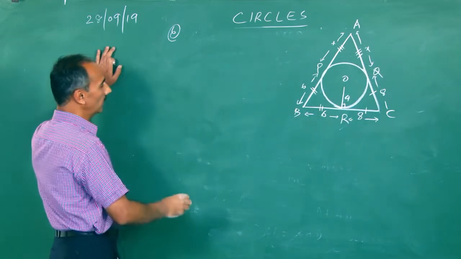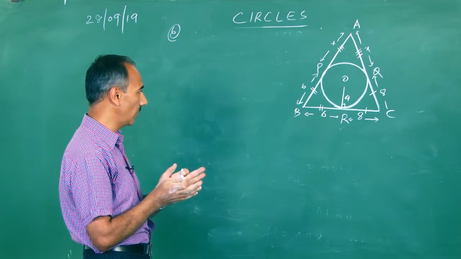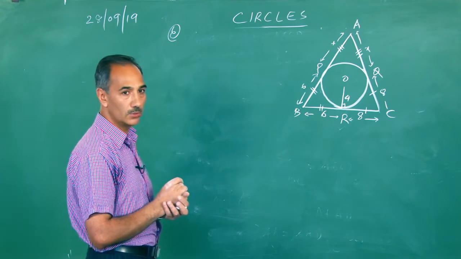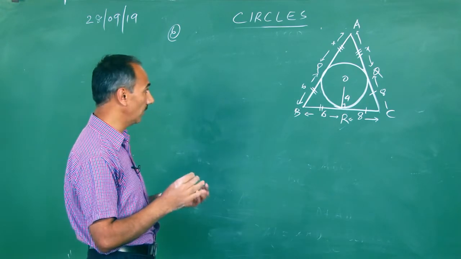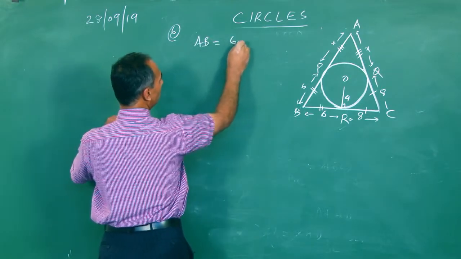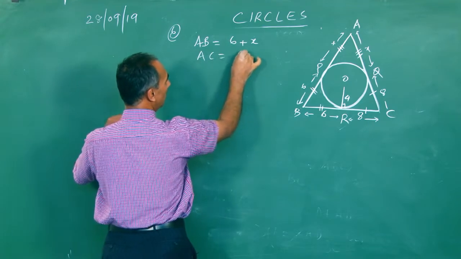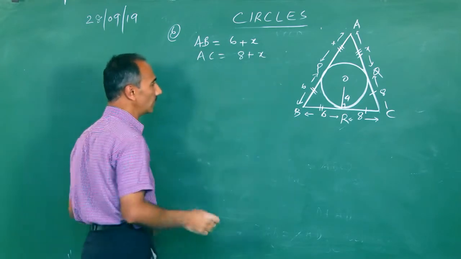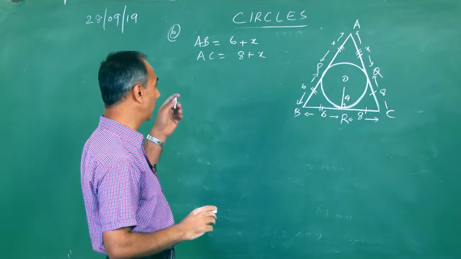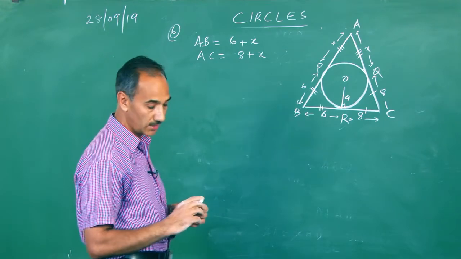So in figure you have BR and BP equal to 6 units because they are tangents from external point. CR and CQ 8, and AP and AQ we suppose they are X. Both of them are X. So to find length AB, AB is 6 plus X, and to find AC, AC is 8 plus X. So how should I find AB as well as AC? We are in need of the variable X. If you find X, put that in AB as well as AC.